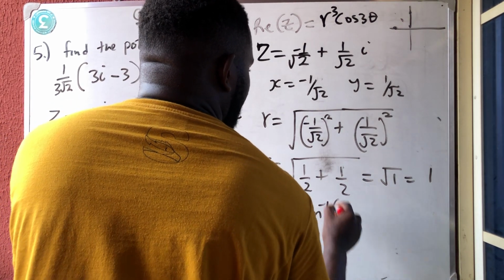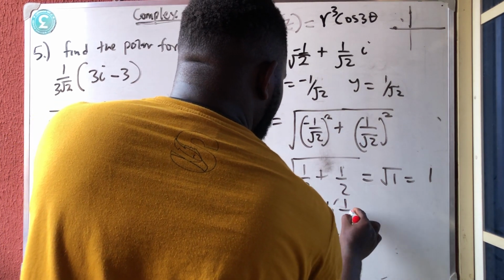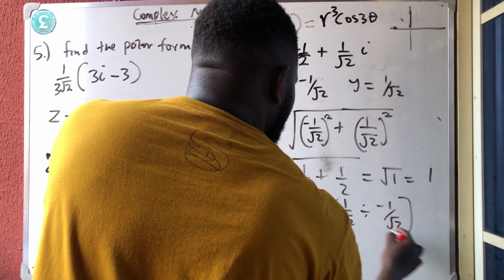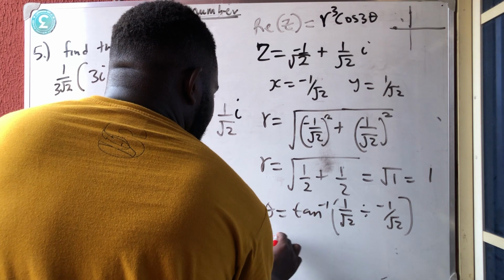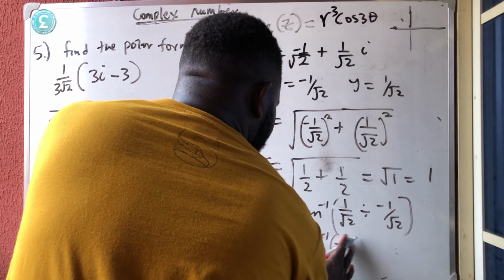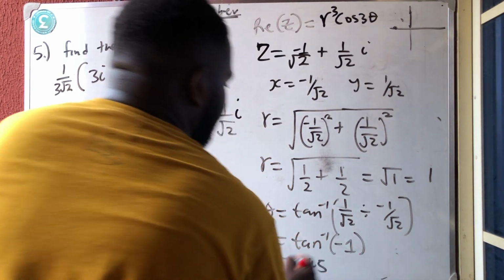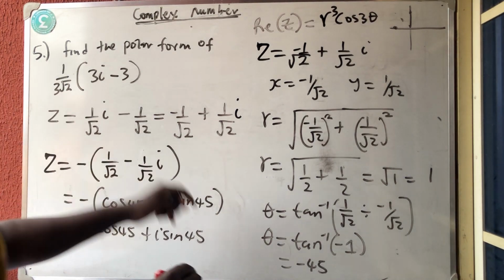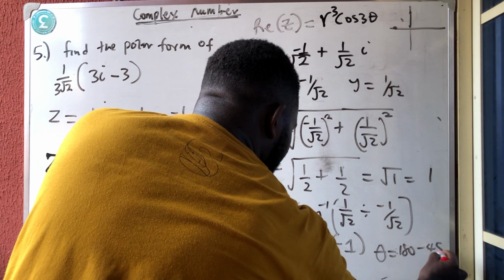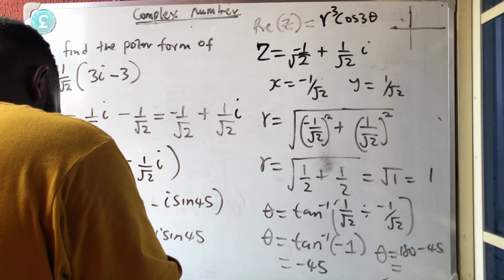Tan inverse of 1 over root 2 divided by minus 1 over root 2. Anything divided by itself is 1. So I'm having that theta is equal to tan inverse of minus 1, which is minus 45. Okay? But I'm not going to use minus 45. So my theta is going to be 180 minus 45.